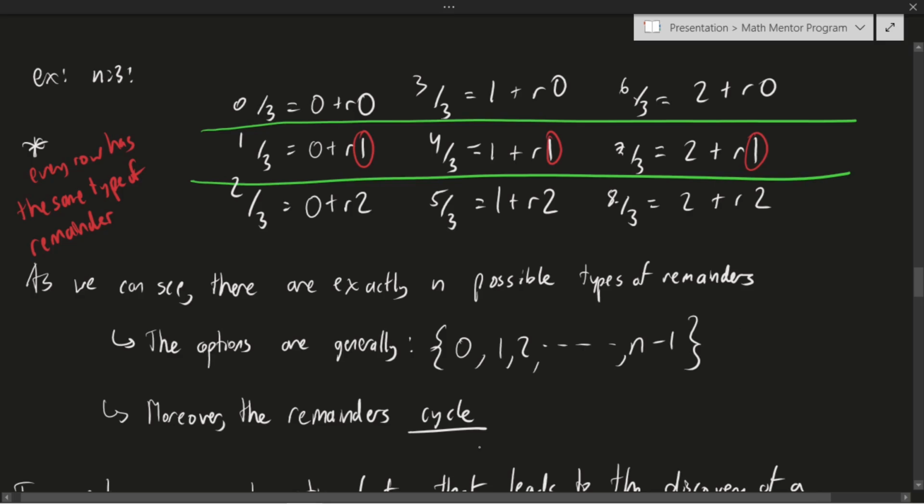Okay? And the remainders, they also cycle. So notice that as I was going down here, as the numbers kept on getting bigger, right, the remainders kept on cycling, 0, 1, 2, 0, 1, 2, 0, 1, 2, 0, 1, 2. And so this is the pattern that you would want to know if you didn't know anything about division and you had to study for a division test last minute.